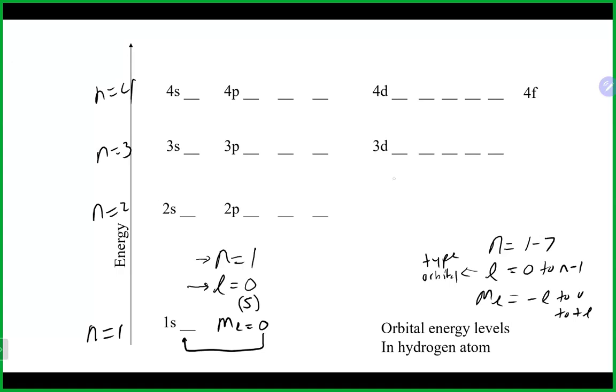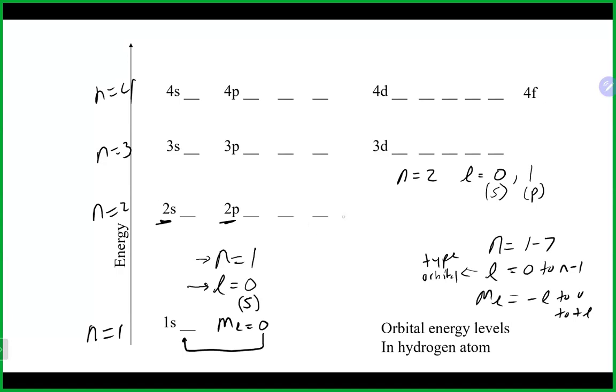So if we just went to n equals 2, for example, we can have an L value of 0 and also n minus 1, which would be 2 minus 1, which is which number? 2 minus 1 is 1, yeah? And we saw that an L value of 0 is s. When you get an L value of 1, that's going to represent p orbitals present. And that's what we see here when we get to the second energy level. We see s orbitals and p orbitals present based on the quantum numbers.